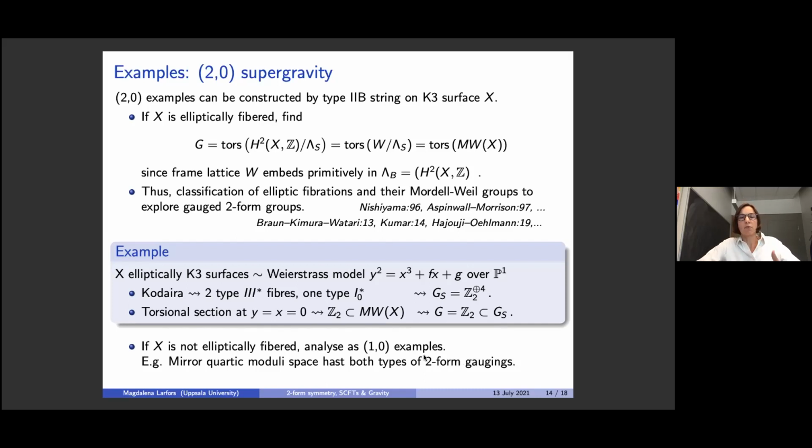Now I should say that if X is not elliptically fibered, so if we have a K3 and we choose a duality frame where this is not elliptically fibered, then there are other ways of engineering these 2-form gauge symmetry groups. And the mirror quartic is one example where you can find both types of two-form gauge groups.